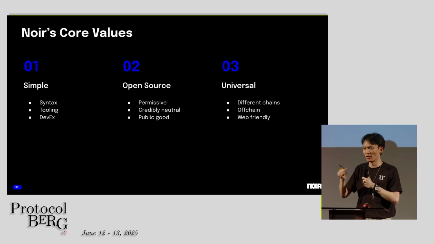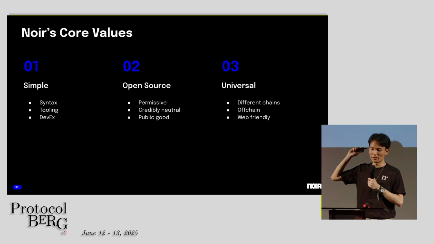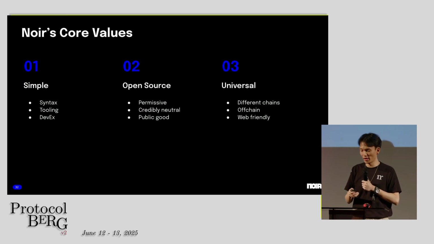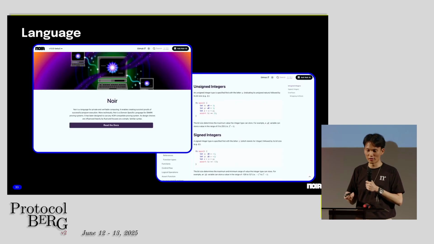If you don't like it, you can always fork it as well. That's the beauty of open source. And the third value that Noir brings to the table is universal. As I mentioned, working across different chains, even off-chain, and also web-friendly to begin with, for everyone to build the ZK app that they are imagining.